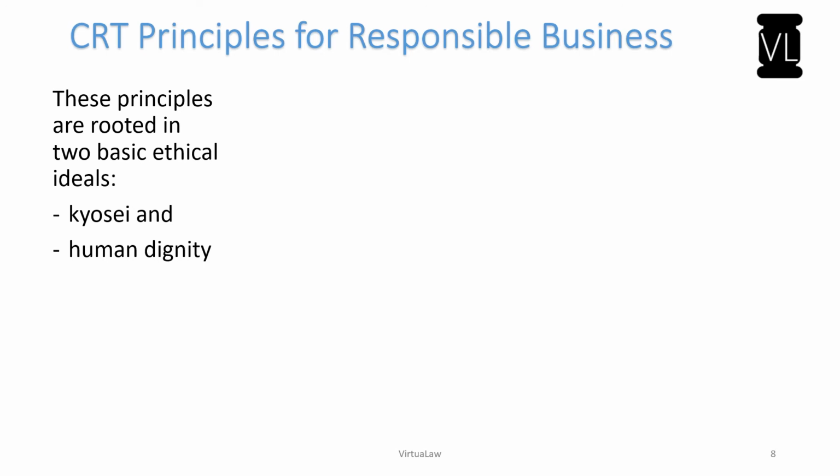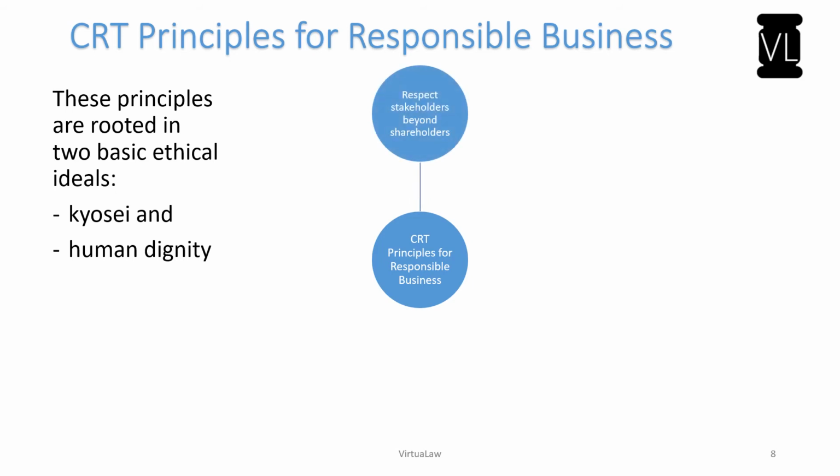Whatever principles you look into now are basically based on these two basic ideals, that is KSA, working together for a common good or a common purpose, and human dignity, which shall be protected. So let us look into what are those principles which have been identified by Cox Roundtable. Firstly, respect your stakeholders beyond your shareholders, right? So do not just stop at the shareholders. Even a shareholder is a stakeholder. However, do not just stop there. Expand your wings, try to respect even the stakeholders who are beyond your shareholders. So that is the first principle.